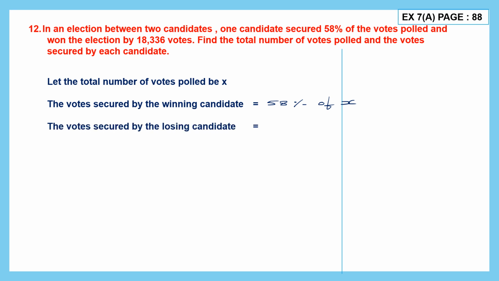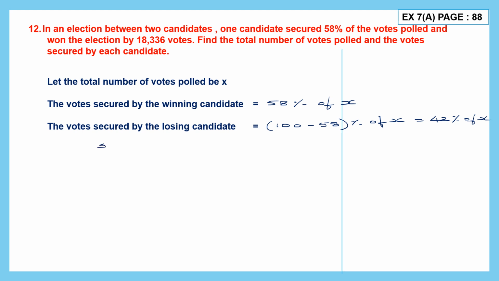So the votes secured by the losing candidate will be 100 minus that 58, isn't it? 100 minus 58% of X. So that will be 42% of X. So now we know that the votes secured by the winning candidate is 58% of X and the losing candidate is 42% of X. If you subtract these two, we will know by how much this candidate won, and that is already given to us. So let's write that.